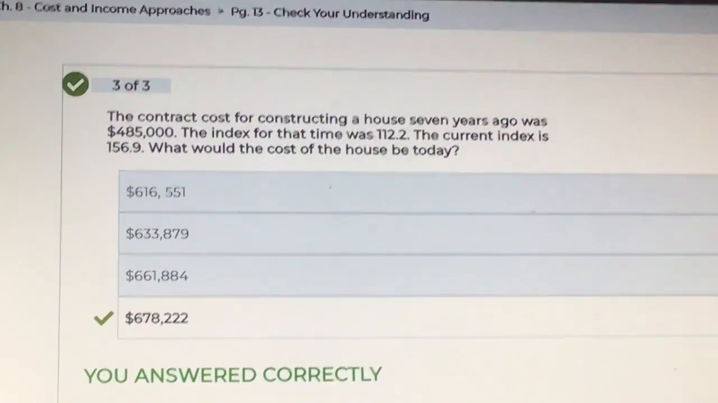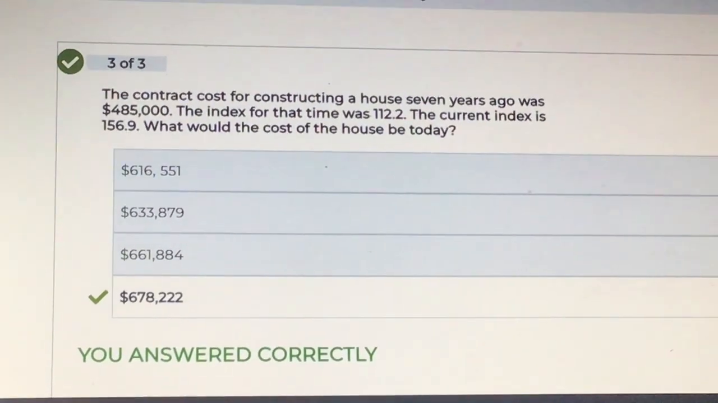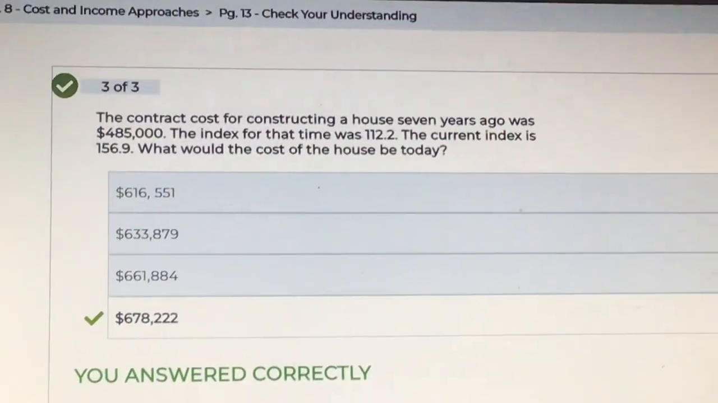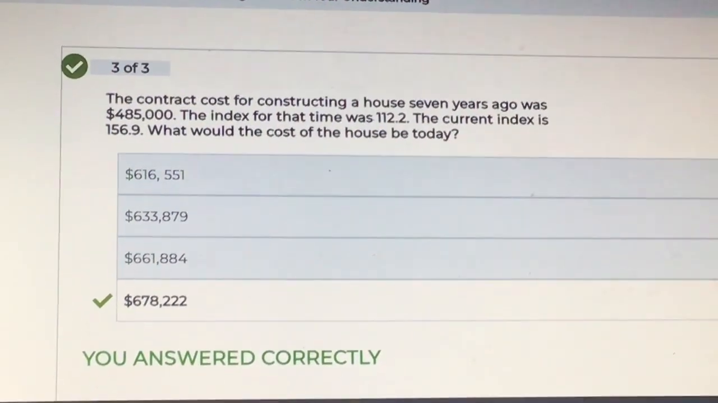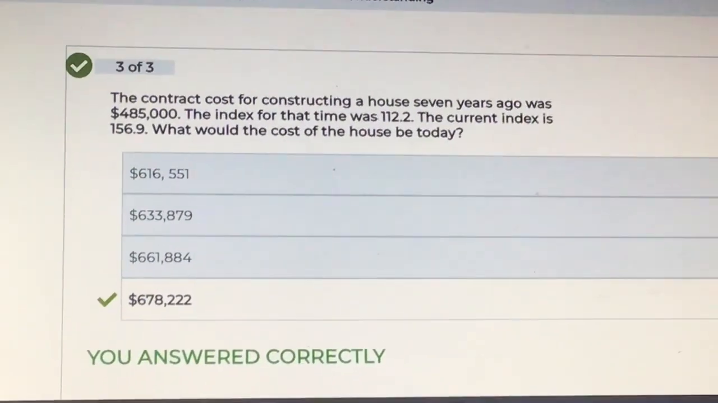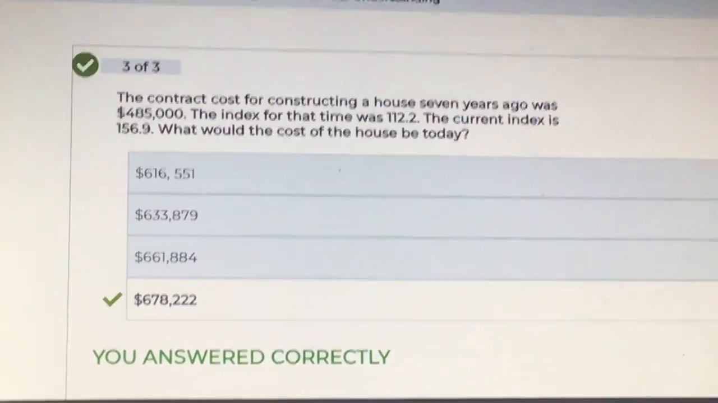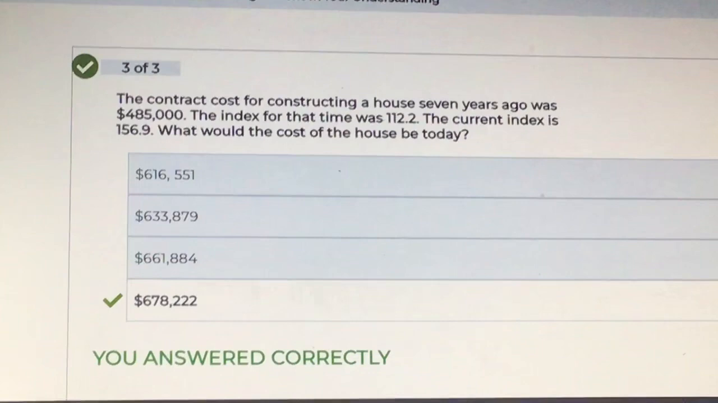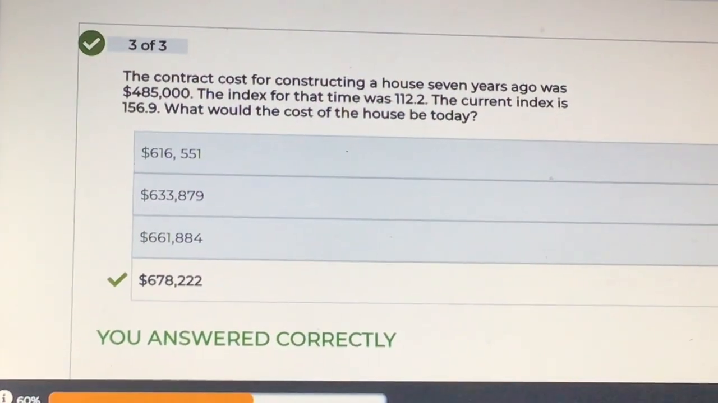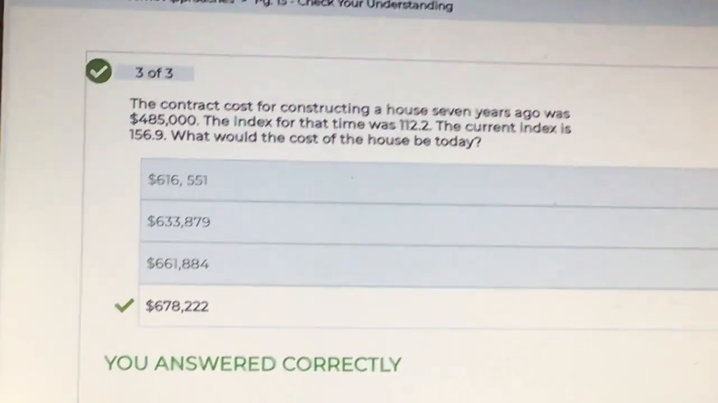And lastly, number 3, the contract cost for constructing a house 7 years ago was $485,000. The index for that time was 112.2. The current index is 156.9. What would the cost of the house be today? You said $678,222, and that was correct.